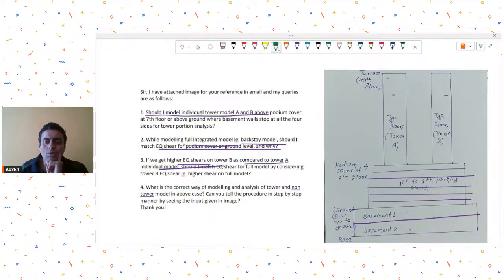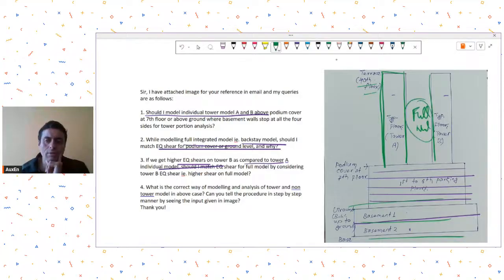Okay, so first what you should do is try to make a complete model that will have everything, right from the basement to the 40th floor. You first make a complete model. Let's call it the full model. Now for the earthquake behavior, earthquake forces, that is slightly tricky.